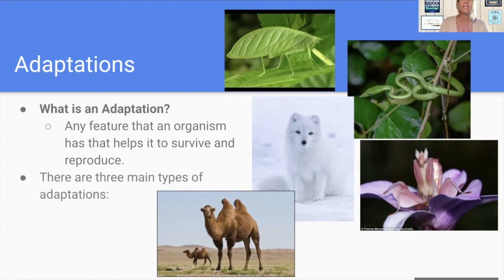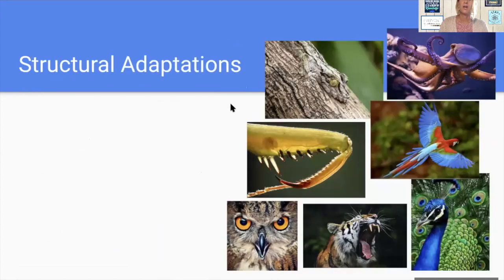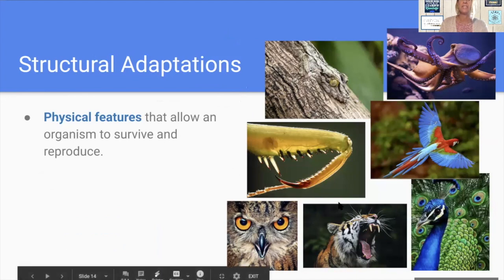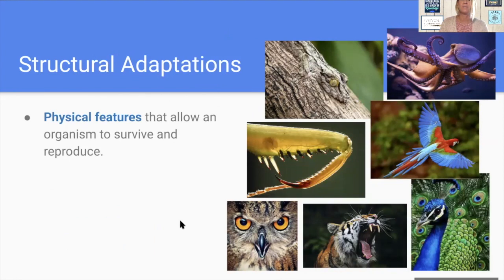There are three main types of adaptations that we're going to be covering. They are structural adaptations, behavioral adaptations, and functional adaptations. And we're going to cover each of those in the next couple slides. All right, so first of all, let's talk about structural adaptations. So a structural adaptation is a physical feature. It's something that allows the organism to survive and reproduce, and a lot of times it's something that you can see when you look at the organism.